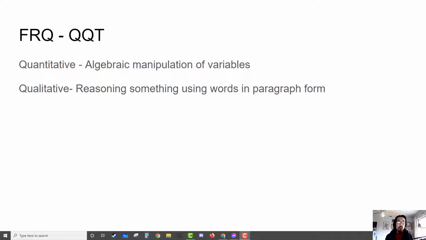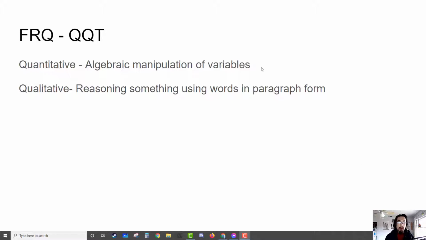Qualitative, which is the second Q, is the reasoning. It's using words in paragraph form. So this is the more conceptual one. You are doing physics without numbers and just more with your words and your understanding of the natural laws of our universe. And the T stands for translation or translative, and that allows you to go back and forth from the quantitative to the qualitative.